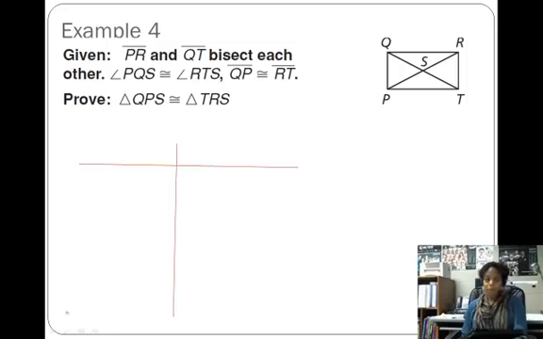All right, there's one more proof on this page. I want you guys to take a look at this one. See if you can figure it out, and we'll do it in class tomorrow.